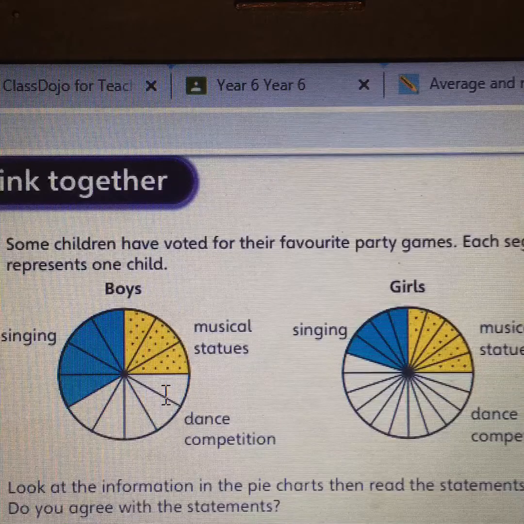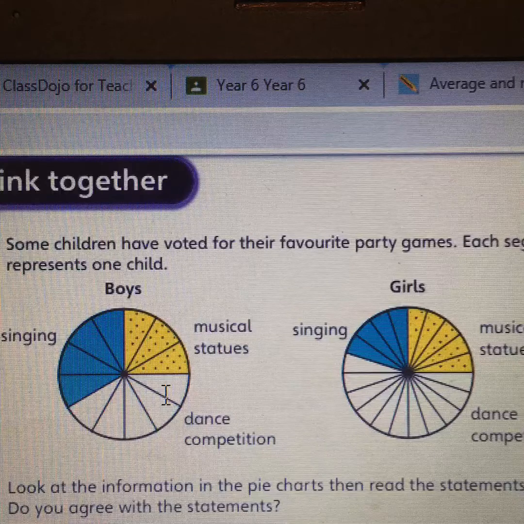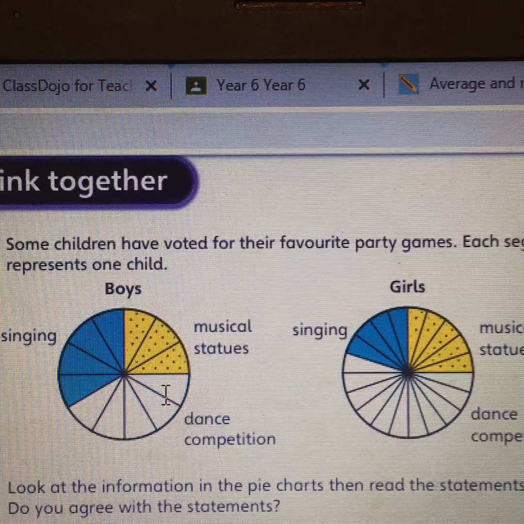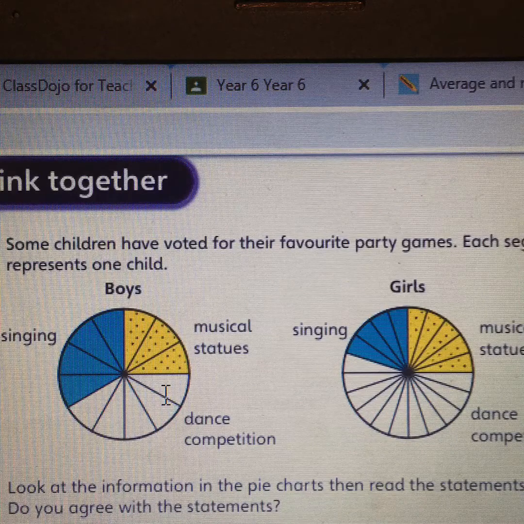Okay then, it's think together time. So, some children have voted for their favourite party games. Each segment represents 1 child, and we've got boys on the left, girls on the right. So to begin with, I'm just going to ask a few simple questions to show that we understand these pie charts. How many boys voted? Well, if each segment represents one child, there are 12 segments, so there were 12 boys. How many girls voted?